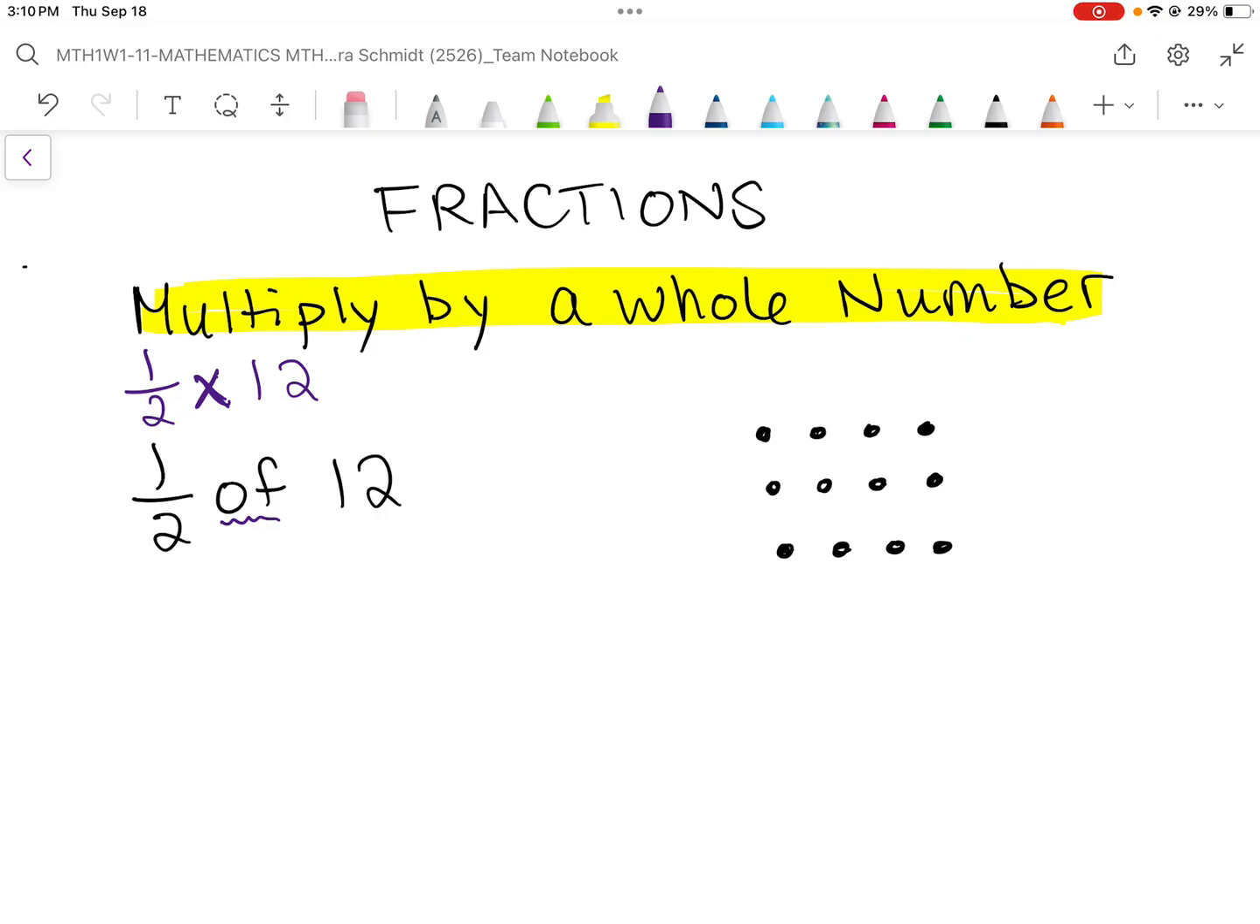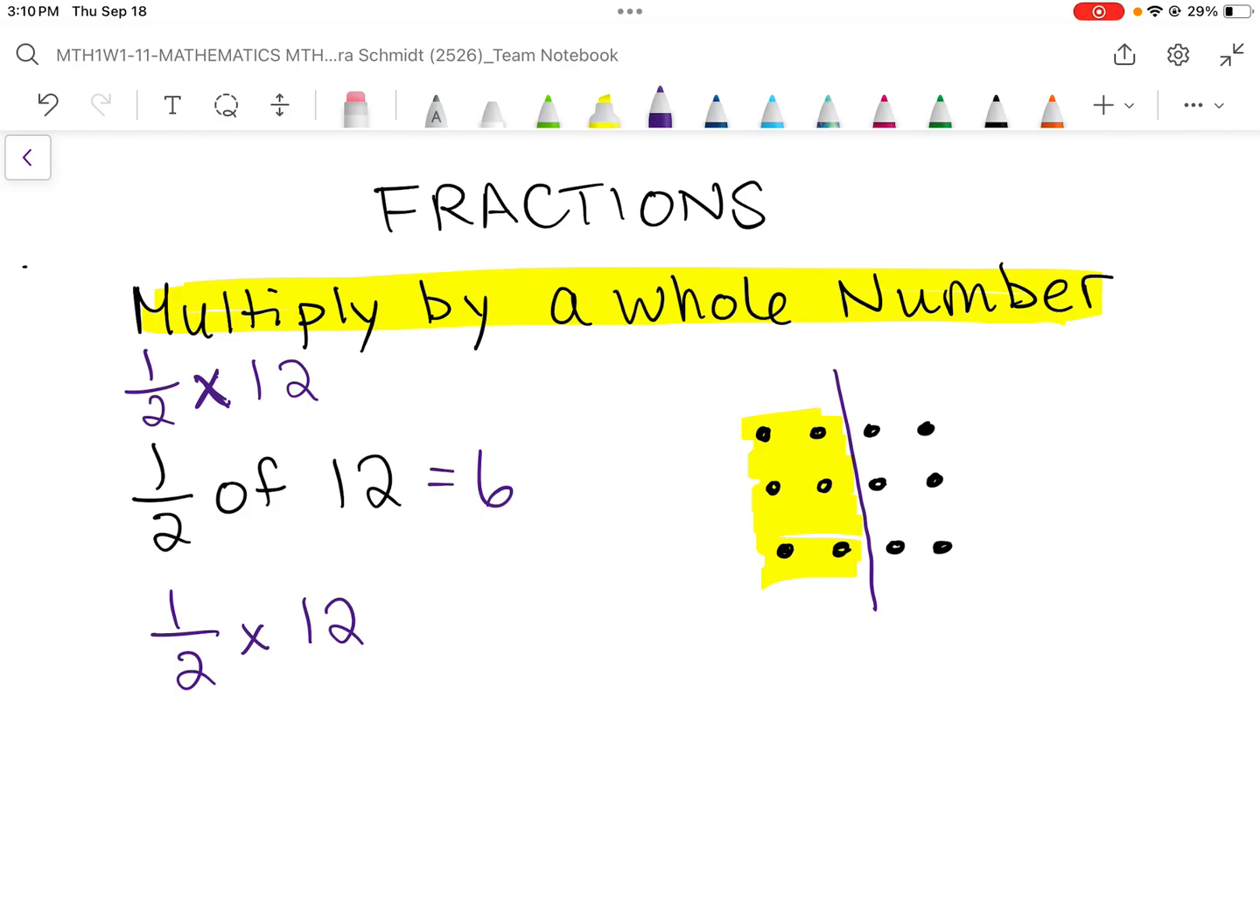So if I represented 12 with a bunch of dots, so I have 12 dots, what's half of 12 dots? Well, if I just split that in half, half of 12 dots is 6 dots. So that's the answer to that. So that means if you take a half and you multiply it by 12, you get 6. So that's one way to think about it.